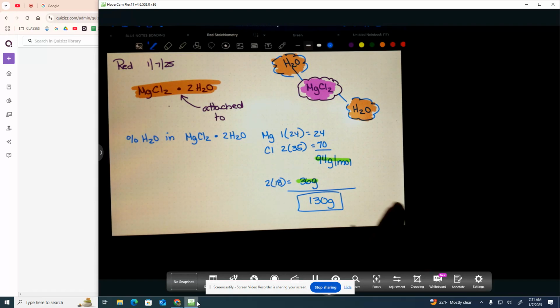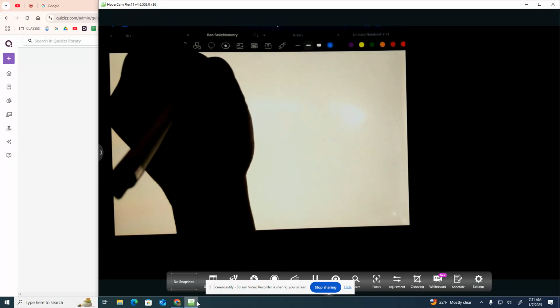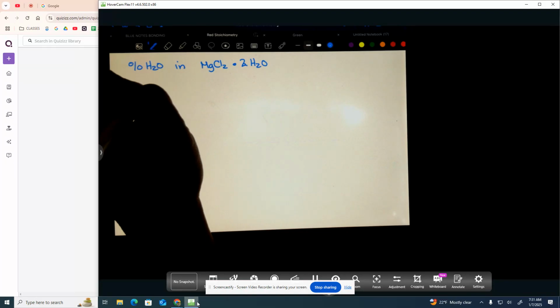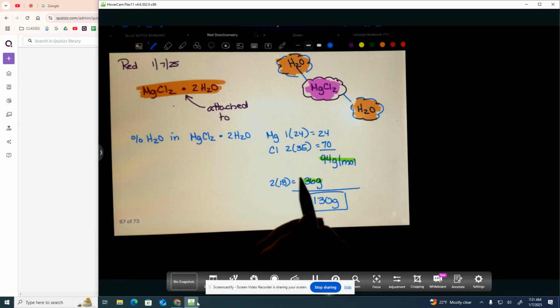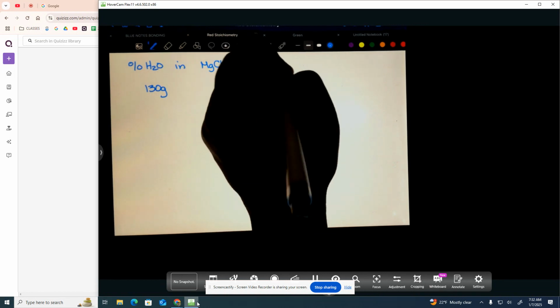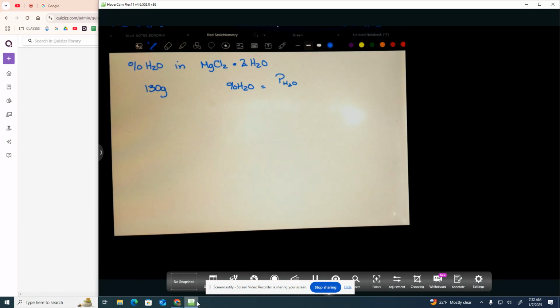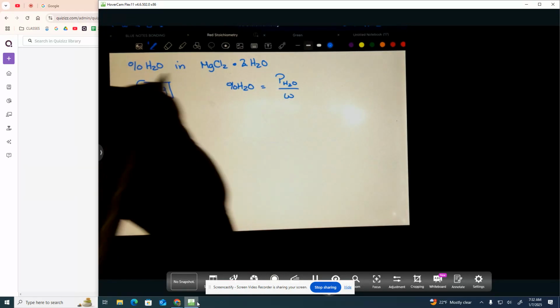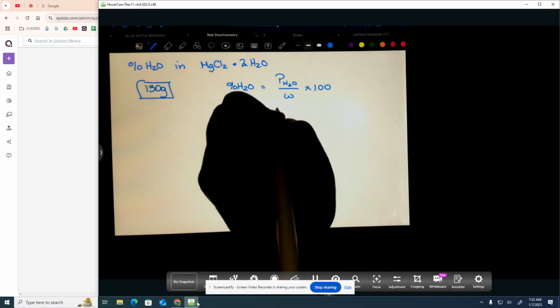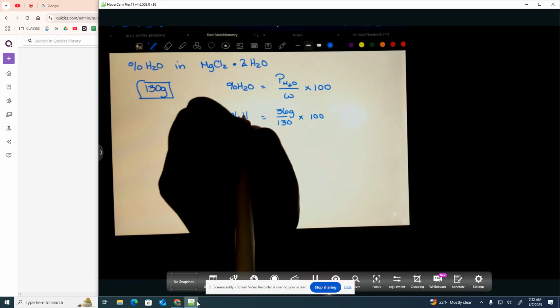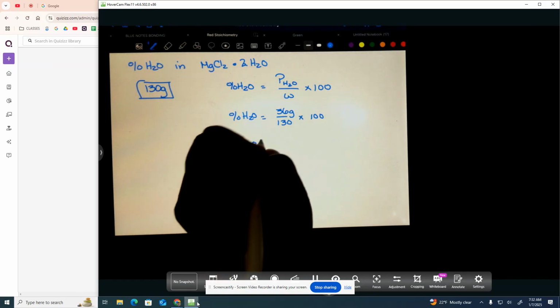So far, so good? Yeah. Okay. Let's find out the percent of water in the magnesium chloride dihydrate, 2 H2Os. Okay? We know that the whole thing weighs 130 grams. How much did the water weigh? 36 grams. So, if we want the percent of water, we're going to take the part that's water. You see how I wrote PH2O? That stands for part that is water over the whole thing, which we know is 130, times 100. 36 grams over 130 times 100. And we get the percent of water, which is going to be 28%.